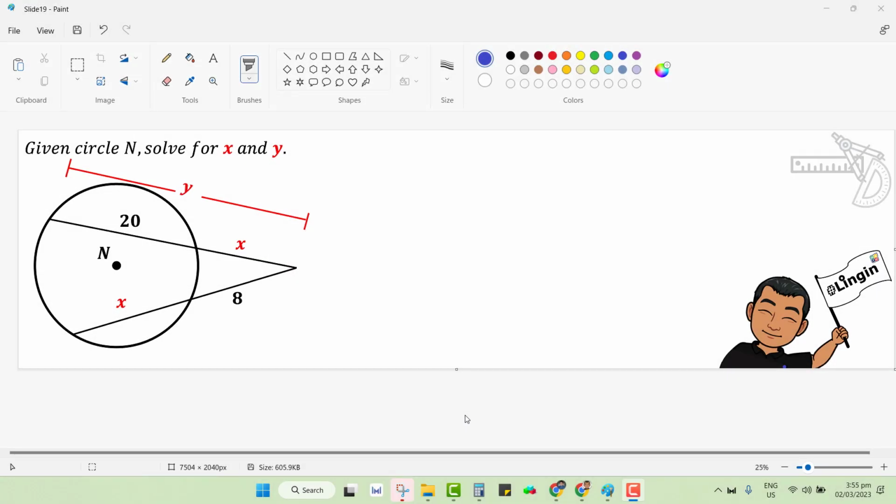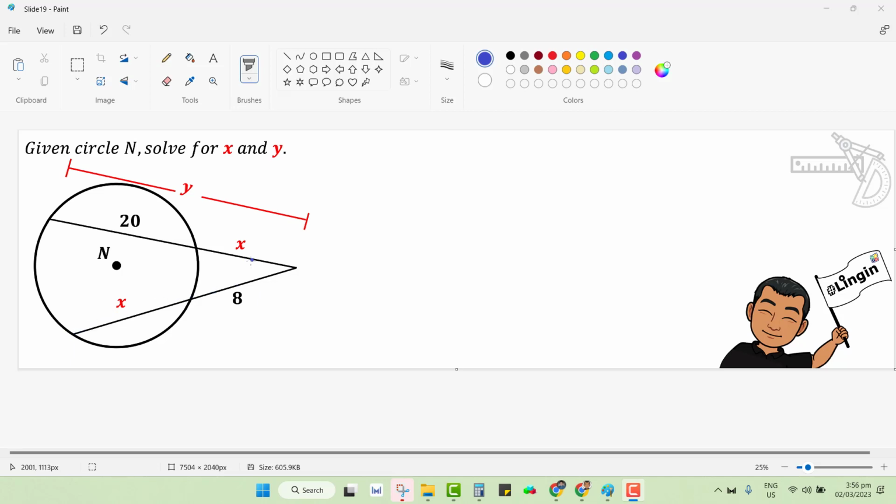For this given circle N, we are to solve the values for unknown measurements x and y. X here corresponds to two different lengths of measurement, but of the same value. First is this segment from this point on the circle towards the exterior point where both of these secant segments originated. The second one is the length of this chord, which is also part of this second secant segment.